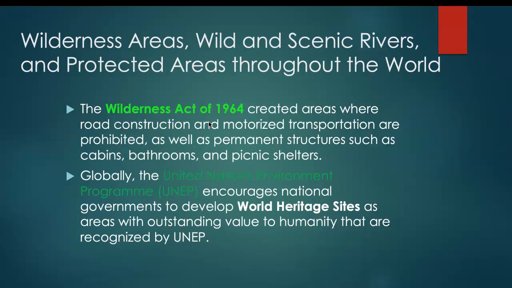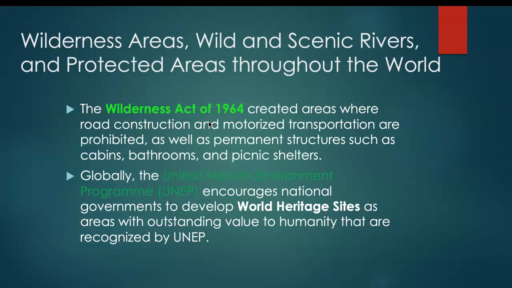Important laws. The Wilderness Act of 1964 created areas where road construction and motorized transportation are prohibited, just to protect the wildlife, the wilderness. And this reminds me of a case study in an African country. They tried to build a highway across an area where large populations of animals migrate, and over 20 countries wrote letters to protest it.